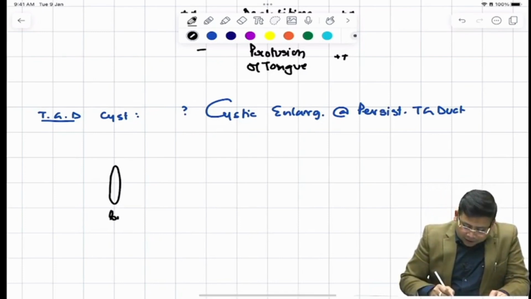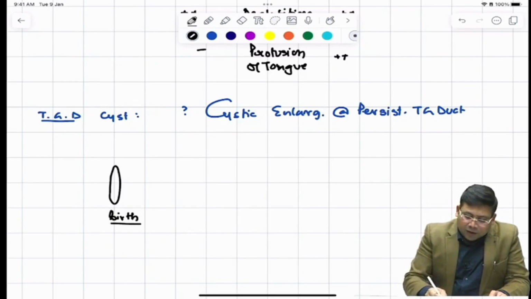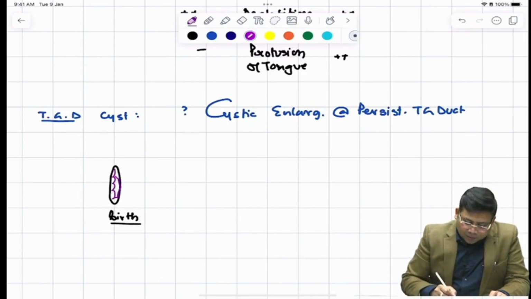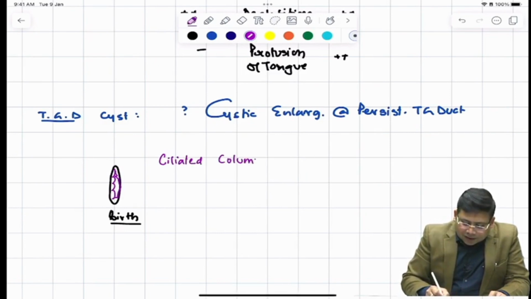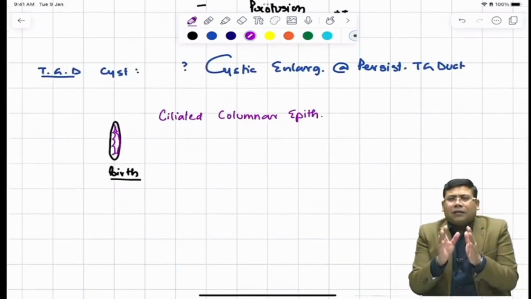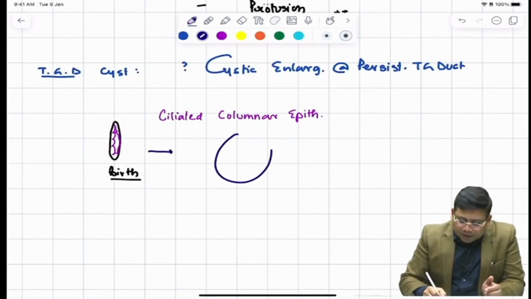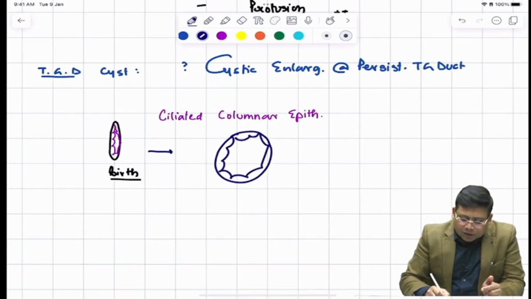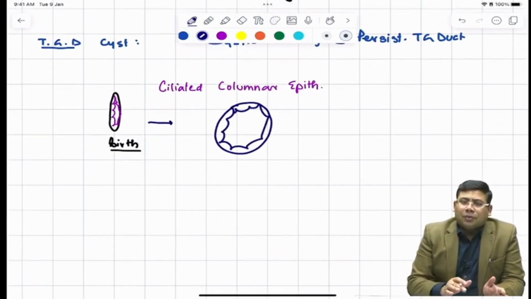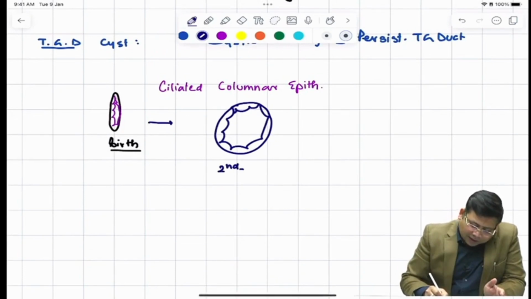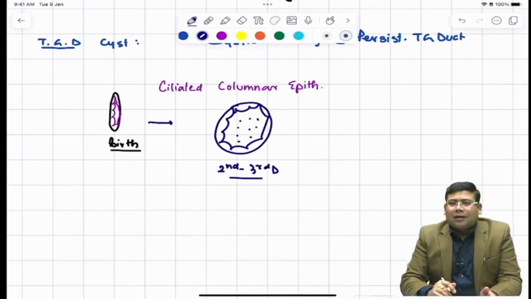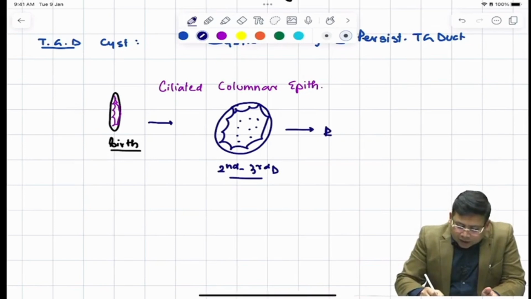Why is it not there at the time of birth? Let me tell you, the story lies in the special epithelium, which is ciliated columnar epithelium. Because of the ciliated columnar epithelium, the cyst has an excess, progressive and constant secretion of mucin, and therefore over time, by the second or third decade, it becomes swollen, palpable and clinically appreciable.